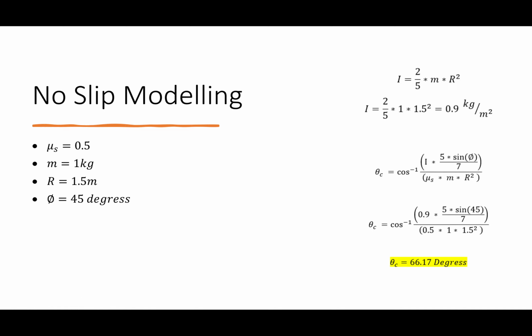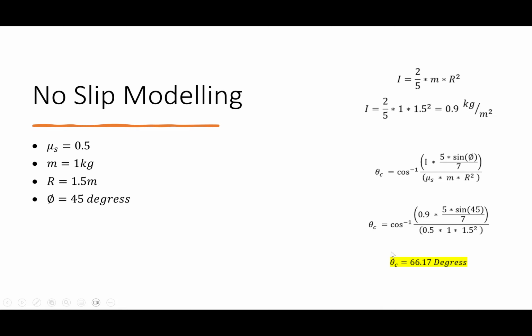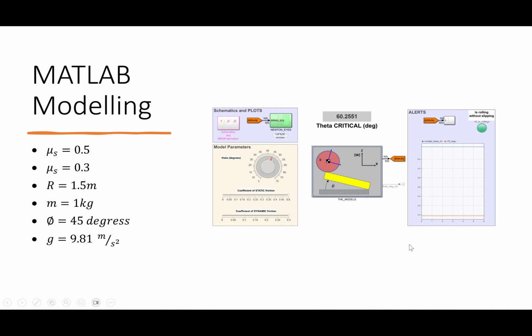So to test if our equation is accurate, we have subbed in values and we're going to be comparing this to the MATLAB version. As you can see here, the equation for the moment of inertia of a sphere is finally used. After subbing in the values into MATLAB, we get a critical angle of 60.2551 degrees, and with our expression we have an angle of 66.17 degrees, which is fairly close.